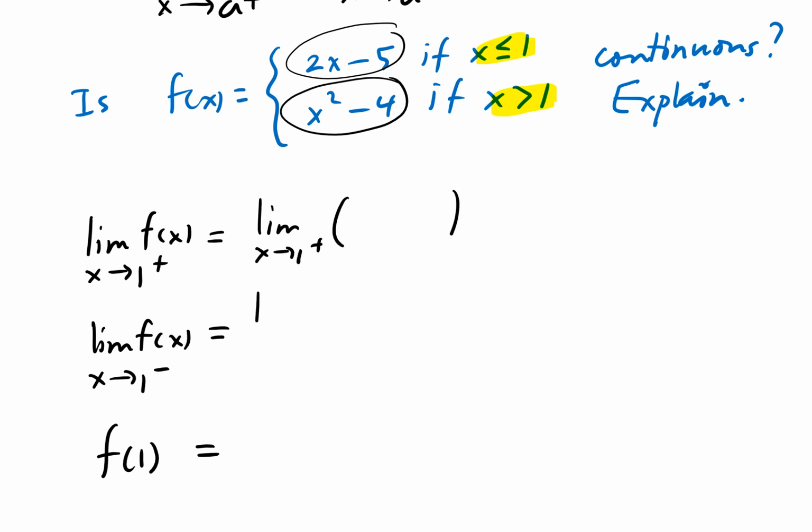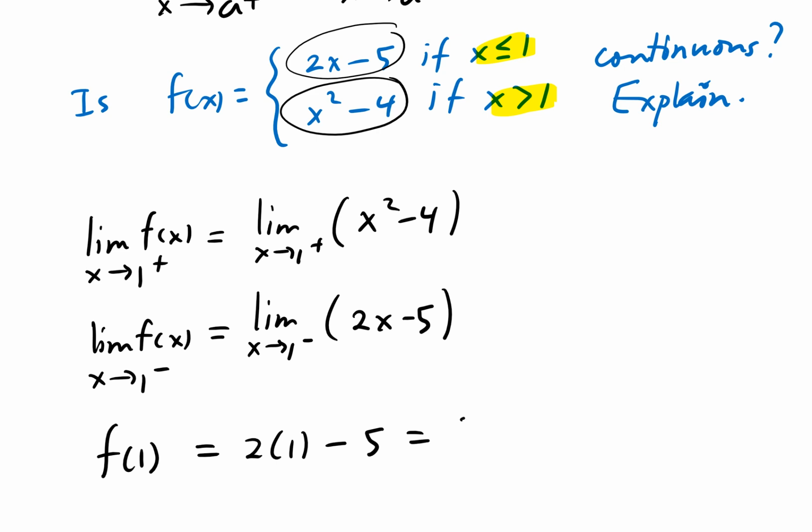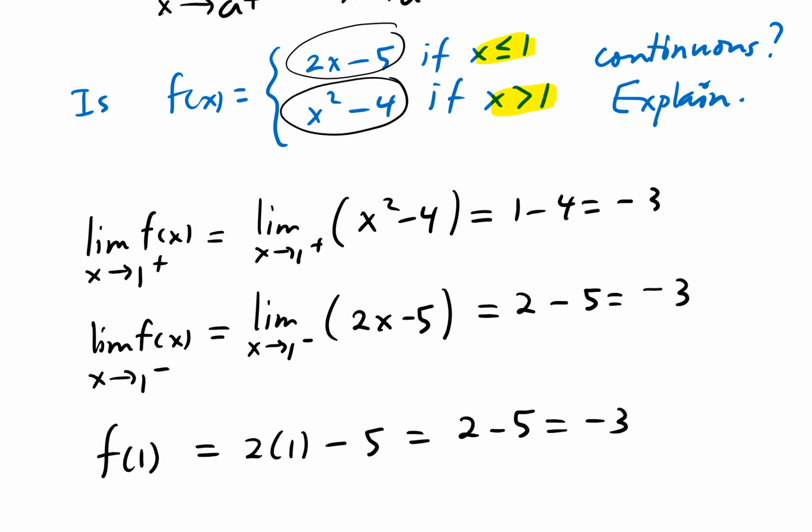So we're going to see which function to use. In the first one, 1 plus means above 1, means the second one. 1 minus, the first one. And f of 1, you substitute in the first one, because the condition said when x is less than or equal to 1, use the first one. So 2 times 1 minus 5, 2 minus 5, negative 3. This one is 1 squared minus 4, negative 3. This one is 2 times 1 minus 5, negative 3. See, all of them are the same.